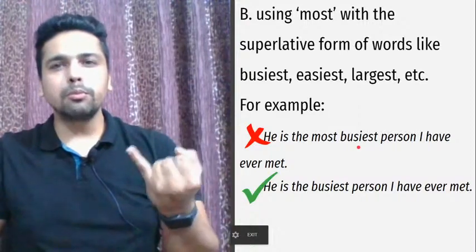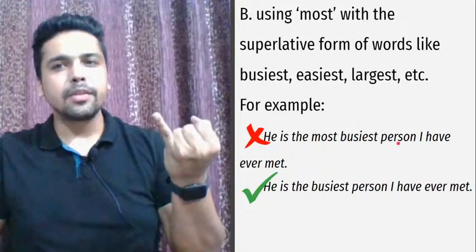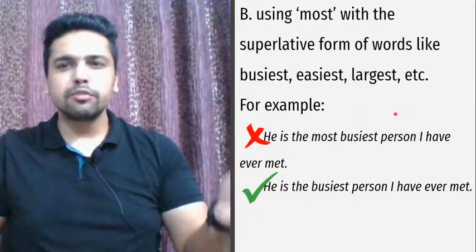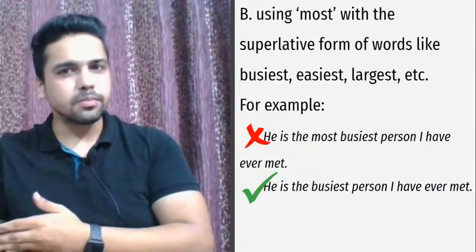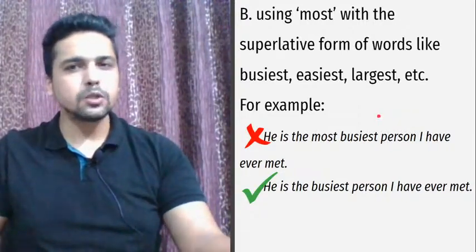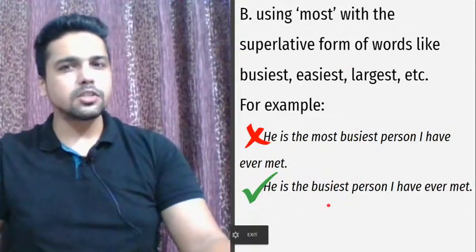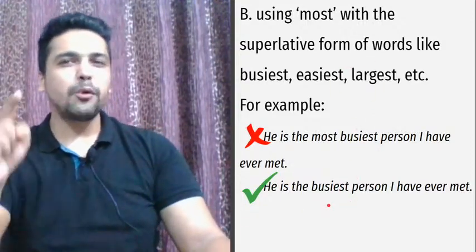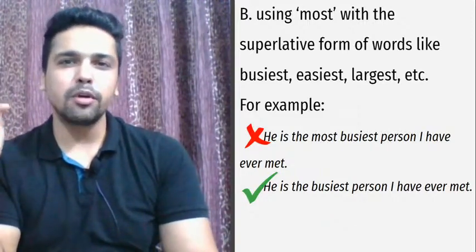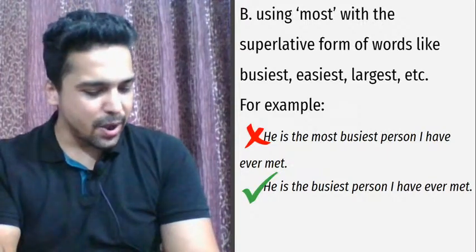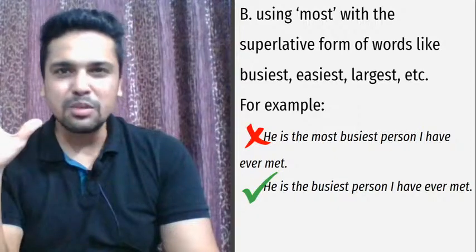We can use the word most with words like beautiful, handsome. So beautiful, more beautiful, most beautiful. Handsome, more handsome, most handsome. Over there, it's okay. Useful, more useful, most useful. But for those other words, it's a common mistake, so avoid using the word most with the superlative form of these words. Okay, makes sense? We are done with the 5 mistakes.